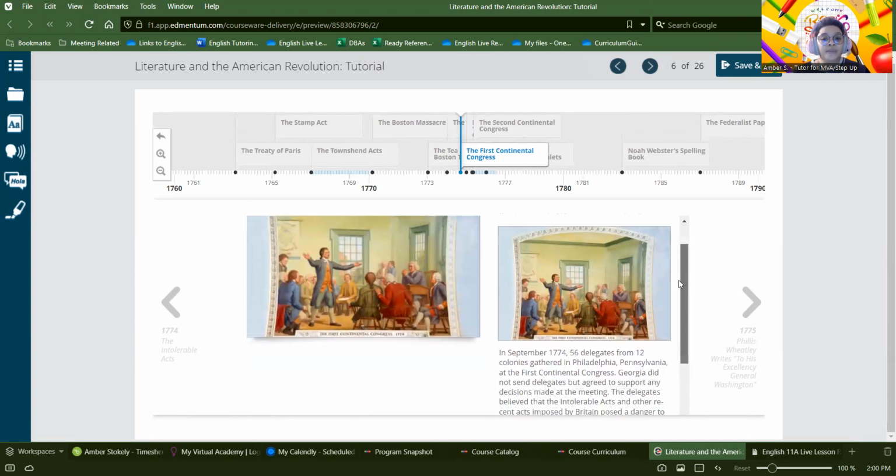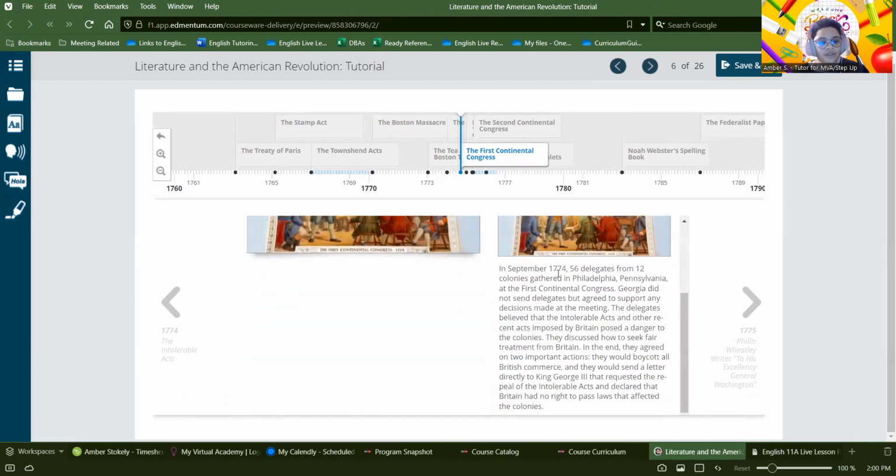So this was a big meeting with delegates, and they give you a lot of numbers here. So 56 delegates from 12 colonies gathered in Philadelphia, Pennsylvania. These were people chosen by those who lived in the cities to represent what the colonists wanted. The same way that we have Congress now, where you vote for people in your state to be in Congress, they basically did this here. All of the people from the colonies chose other people to represent them and then sent them to have this meeting about what would be best for the colonies.